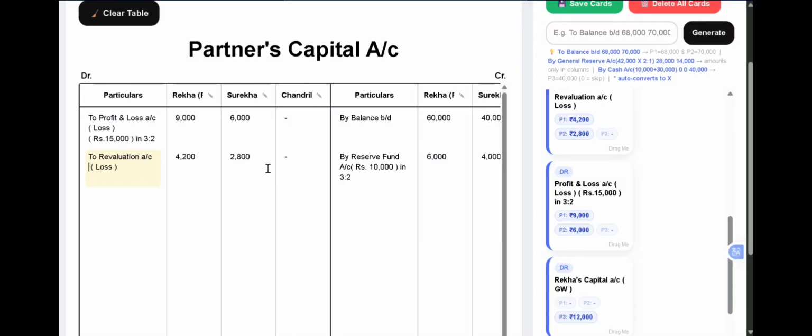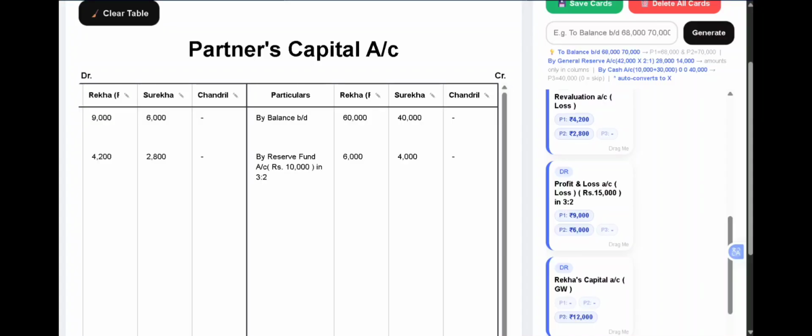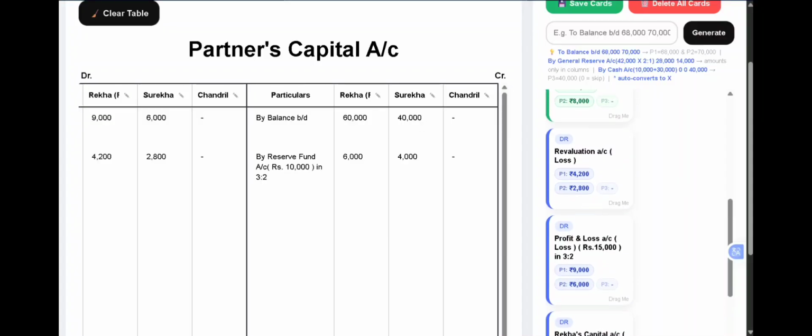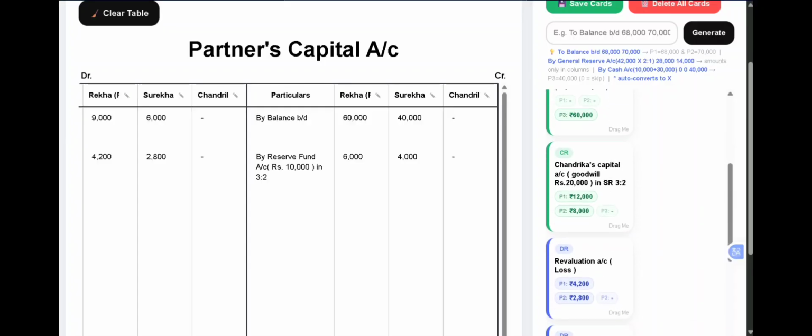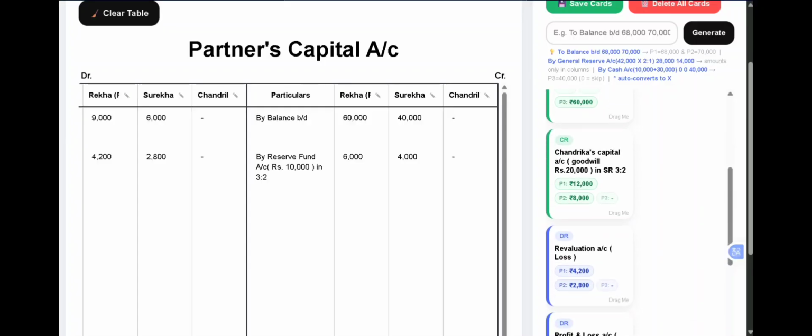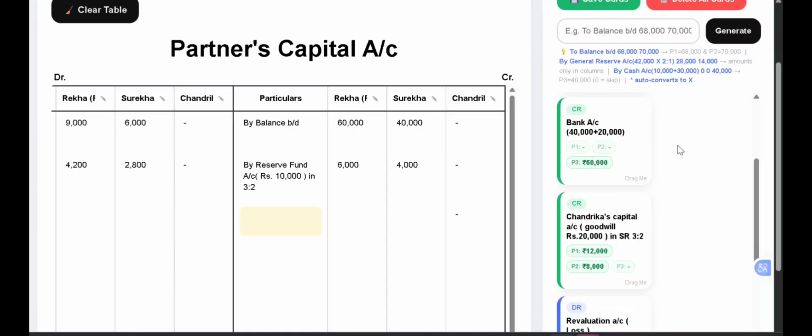Chandrika brings in capital and goodwill in the form of cash and it is retained in the business. So here we are going to treat the capital and the goodwill brought in the form of check. As in the balance sheet it is given as cash at bank, we treat it as check. So bring down the goodwill and the capital which is brought in by the new partner as by bank account. So she brings in capital 40,000 and goodwill 20,000. So total 60,000 under Chandrika's column.